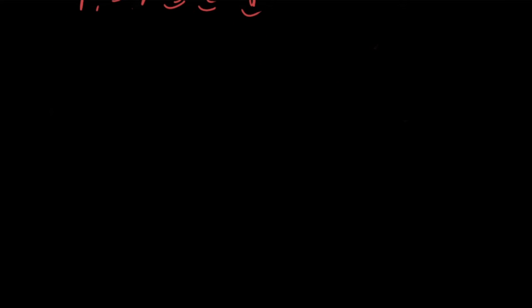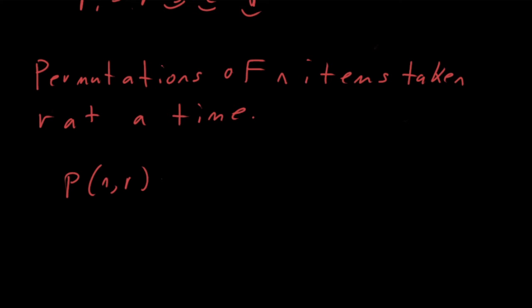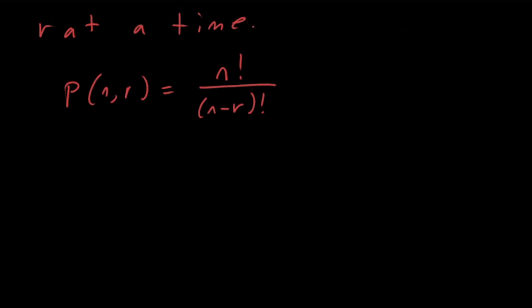All right. So now we want to talk about permutations of n items taken r at a time. Okay, so this is literally the formula P n r, which is equal to n factorial over n minus r factorial. Okay, so here's an example.